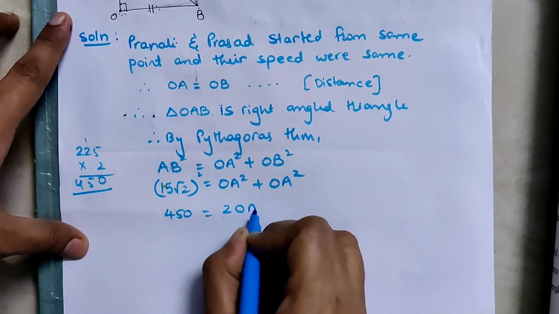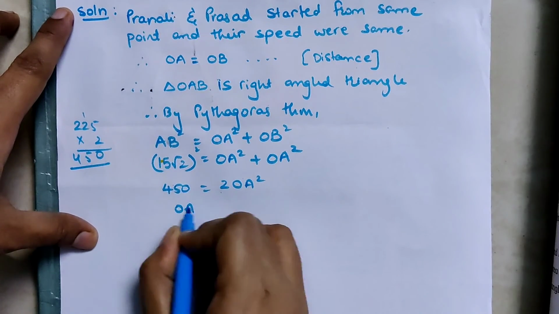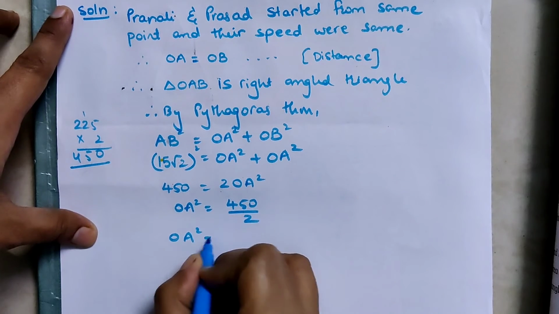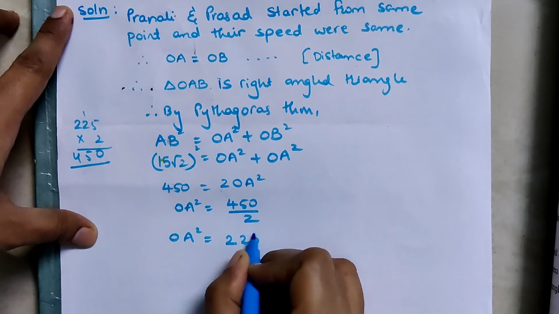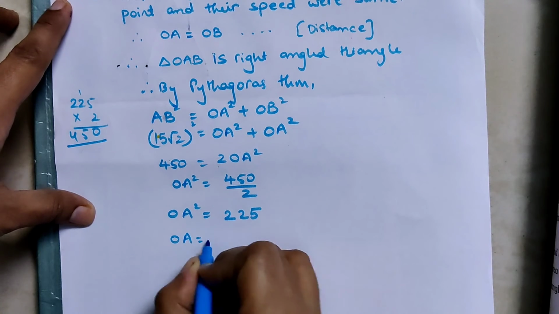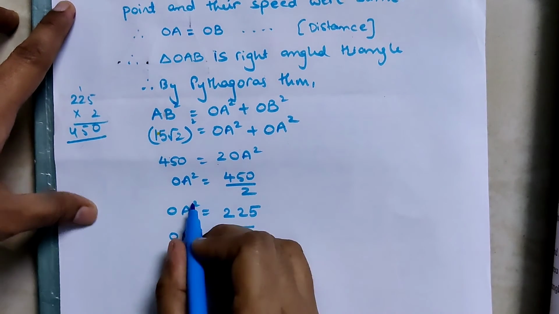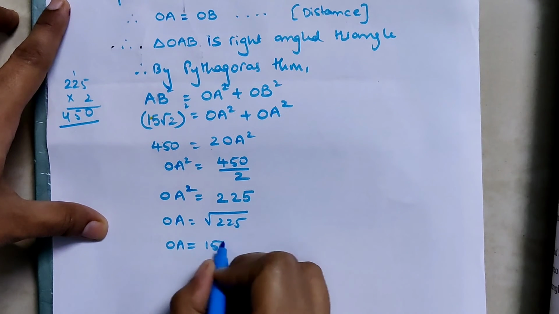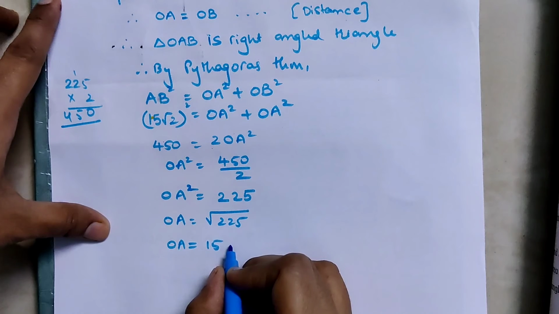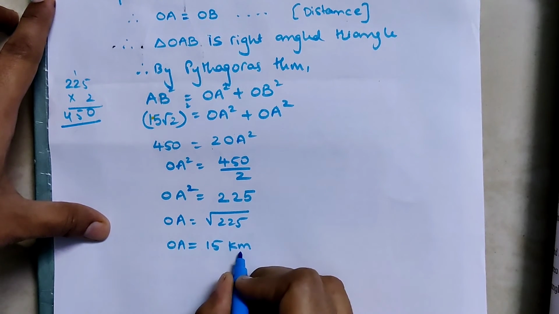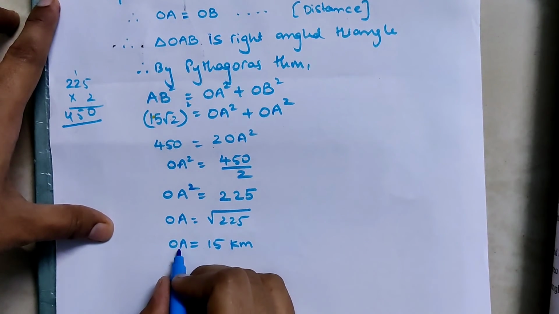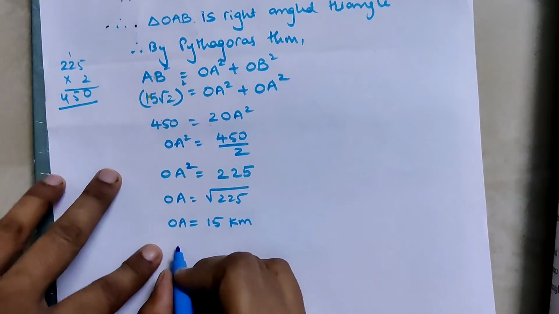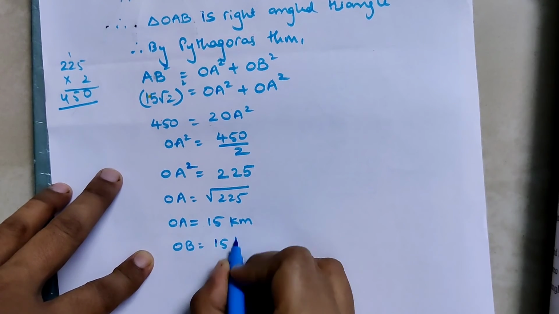OA square will become 2 OA square. Take this 2 below 450. So when we divide this, 2 4s are 8, 2 5s are 10. So our OA square is 225, and taking square root on both the sides, OA is equal to 15. Now my dear children, it means how much distance did they cover? 15 kilometers. OA is 15 and even OB is 15. Why? Because we are finding the distance. So OB is also 15 kilometers.